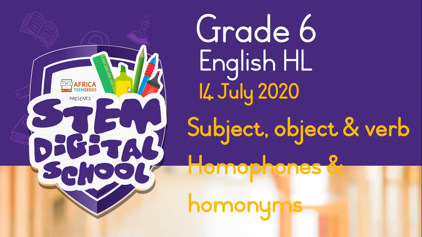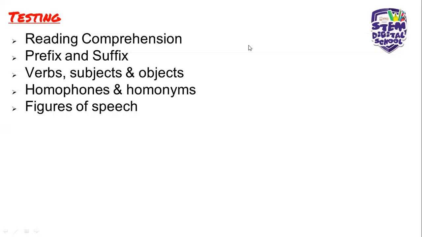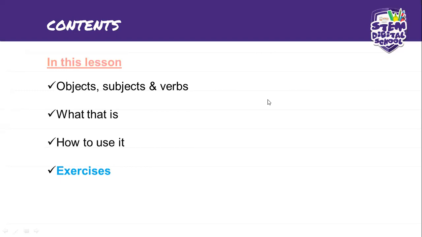Okay. I would like you to just see here again. These are the things you're going to write the test about: reading comprehension, prefix, suffix, verb, subjects and objects, homonyms, homophones, and your figures of speech. So today we're just going to recap what we did yesterday.